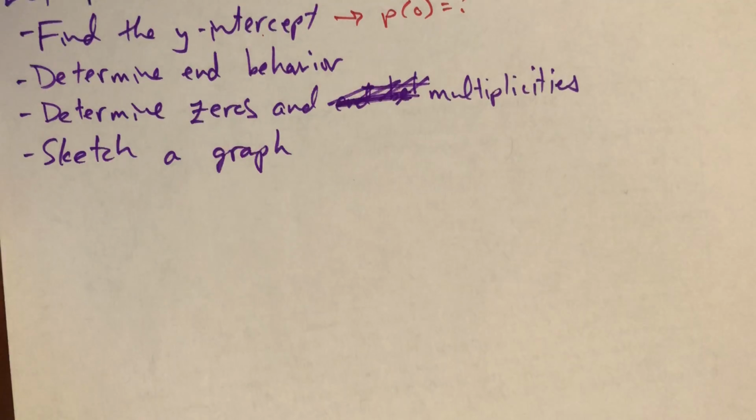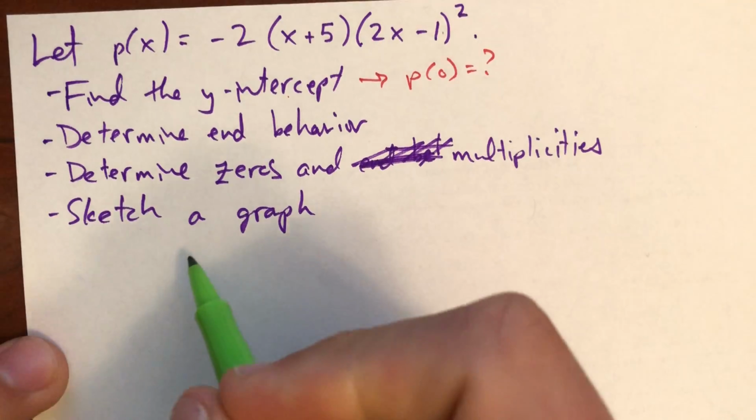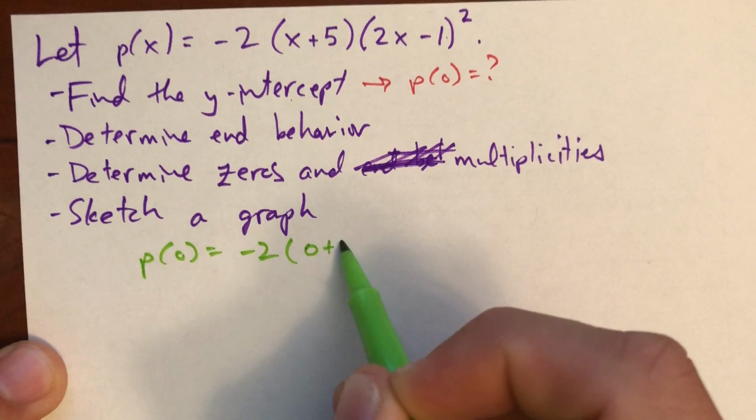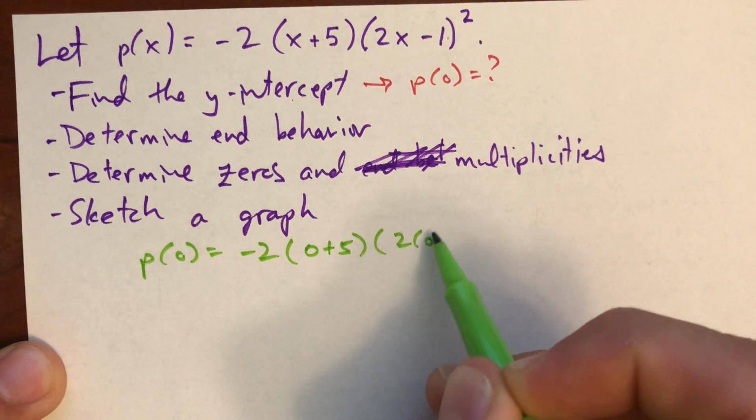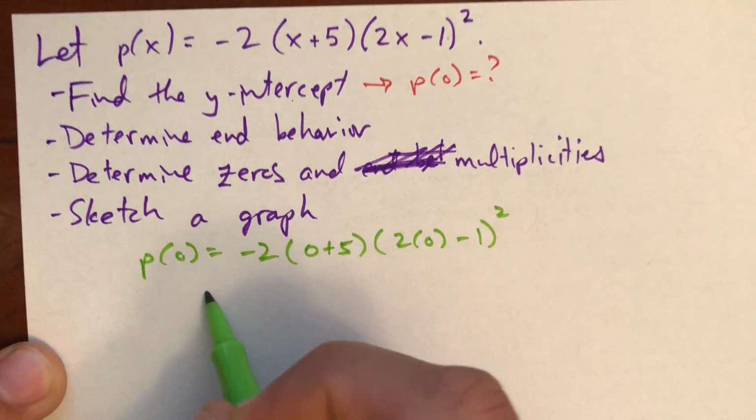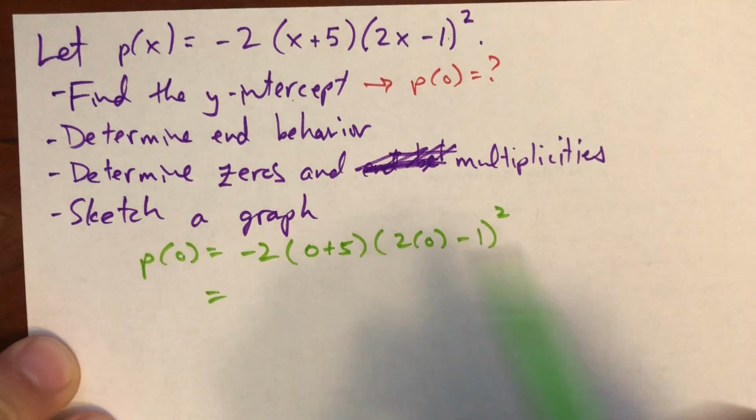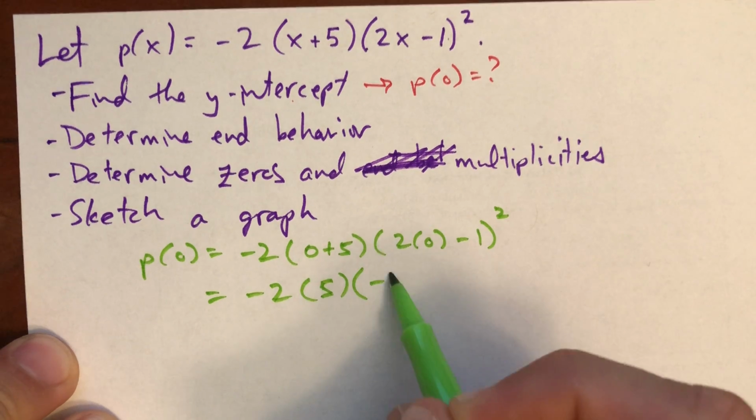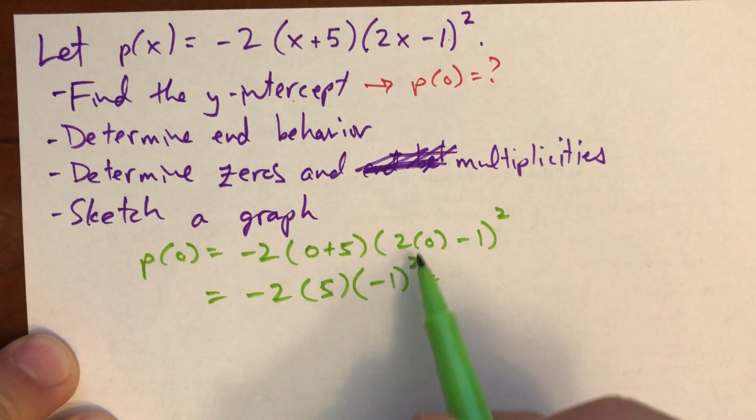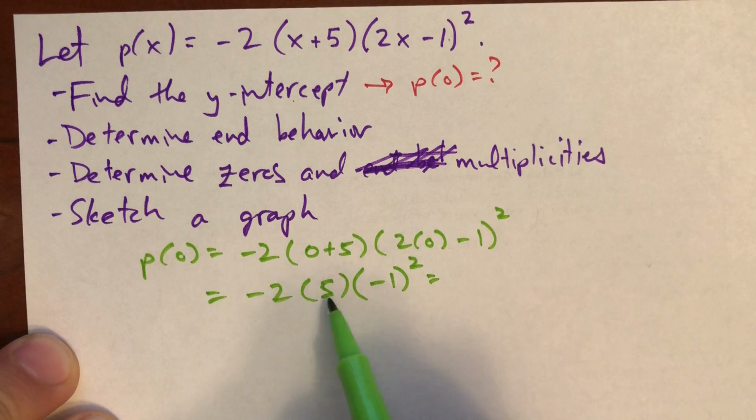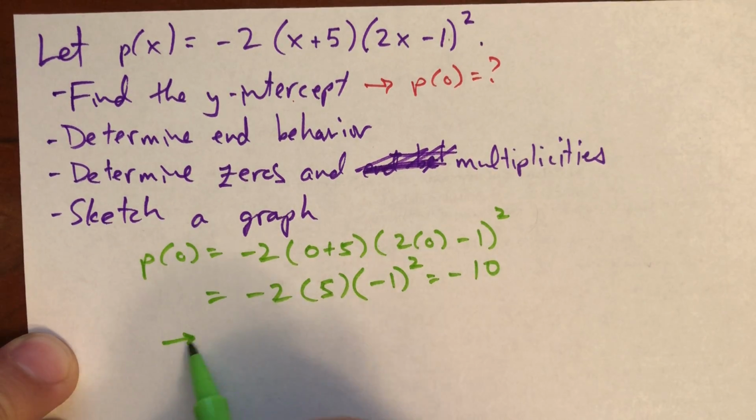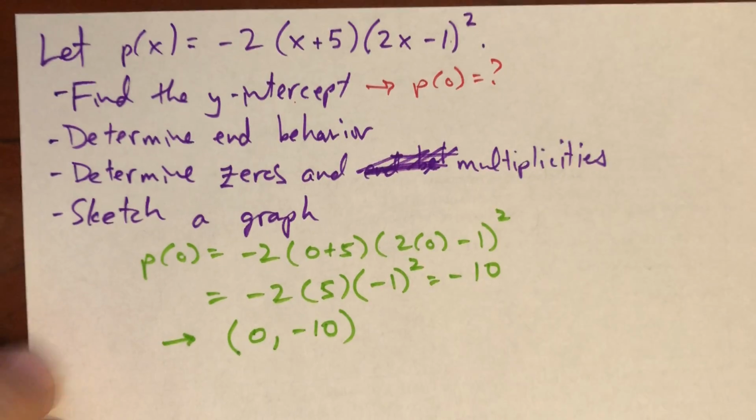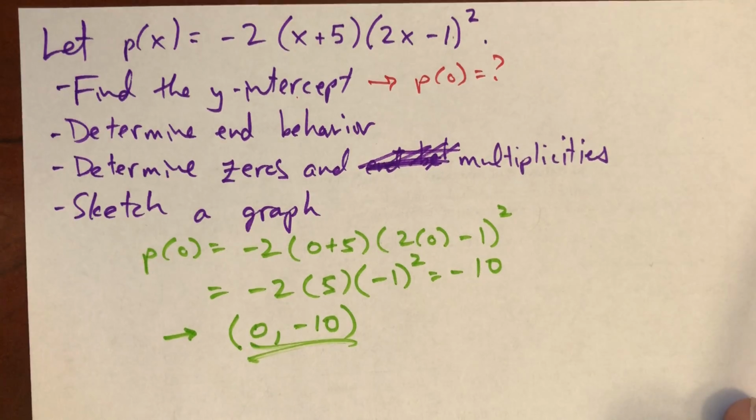P of 0, let's do this down here. So P of 0 is negative 2 times 0 plus 5 times 2 times 0 minus 1 squared. I really don't think we're going to have too big of a problem with this. Just compute a function value, no problem. So this is negative 1 squared, that's positive 1, so we got negative 10. So our y-intercept is (0, negative 10). All right, so we've got that piece, and off we go.